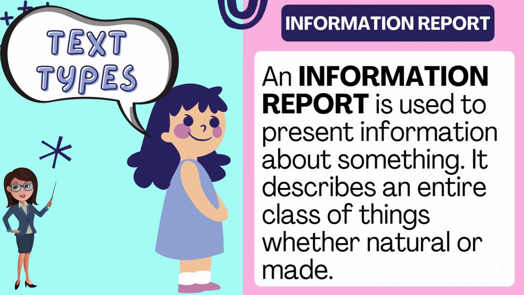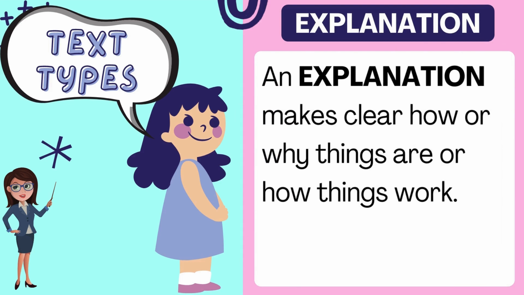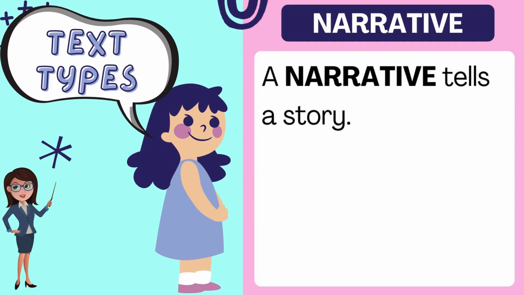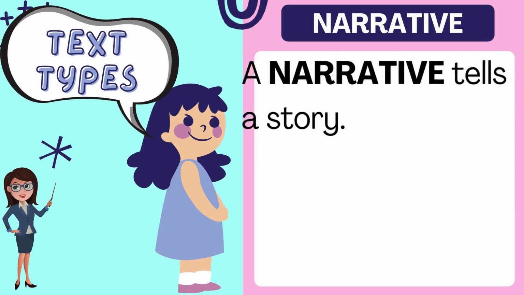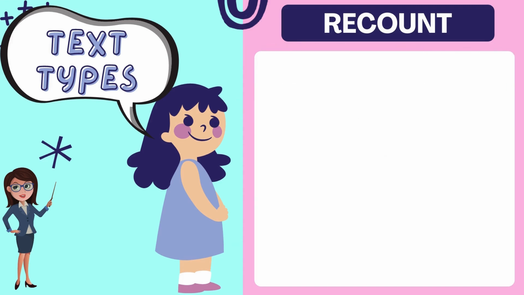Information report. An information report is used to present information about something. It describes an entire class of things, whether natural or made. Explanation. An explanation makes clear how or why things are or how things work. Narrative. A narrative tells a story. Recount. A recount retells events or experiences that happened in the past.